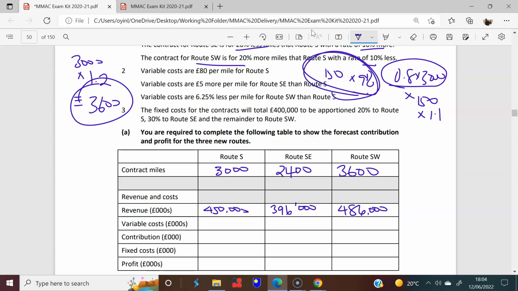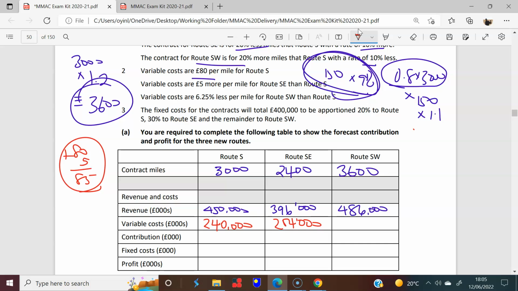So that's the first thing, our revenues. Let's look at our variable costs. It tells us pretty straight, variable costs are £80 a mile. So that's £80 times the 3,000, that's 240,000. Then it says that for Route SE, variable costs are £5 more per mile. So instead of £80, you have 80 plus 5, which is 85. So you have 85 times the 2,400, and that is 204,000.